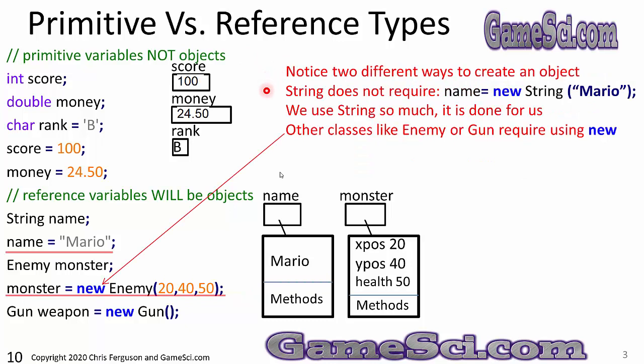Notice two different ways to create an object. String does not require name = new String("Mario"). You can just automatically assign it by saying double quote Mario and a double quote. We use the string so much it's done for us. Other classes that we write, like enemy or gun, those often require using the new operator. Java will automatically create a string object without new. Java will automatically create an array object without new. But when we start writing our own classes, like enemy and gun, we are going to have to use the new operator to create an object.